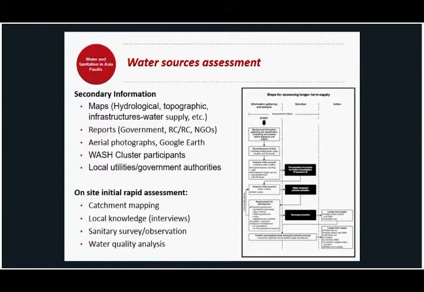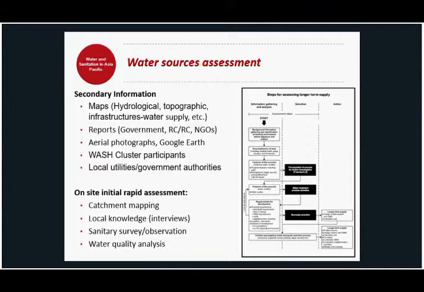Now, having looked at some of the key considerations, where can we find information to help us make decisions? First of all, secondary information. Some of this information can be gathered even before arriving in the affected area. Use the WASH cluster if it is existing. They will have information and contacts to share. Then, on-site information collection.